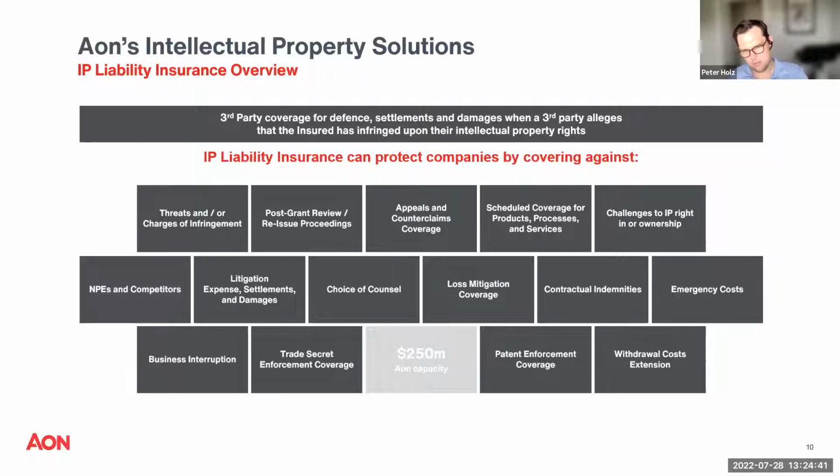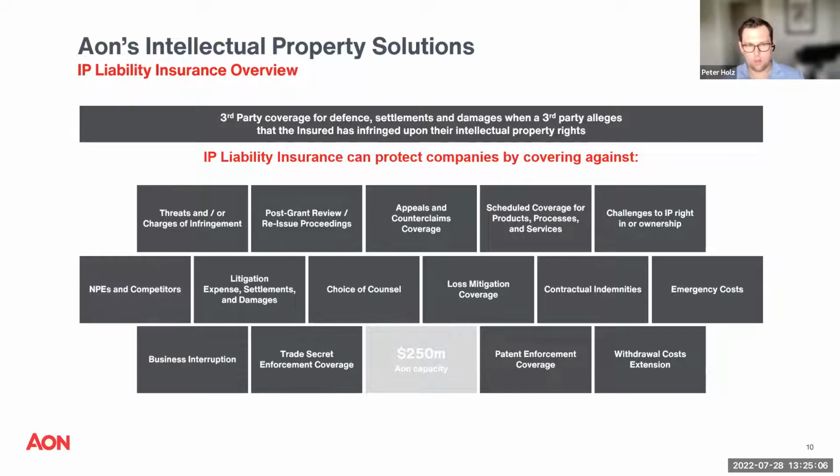So Sarah mentioned we have a couple new coverage elements that have just rolled out in some of our markets. The first one is trade secret enforcement. So if an employee of yours or a third party you believe has misappropriated your trade secrets, you can now have coverage to provide reimbursement costs for the legal fees associated with bringing that trade secret enforcement claim.